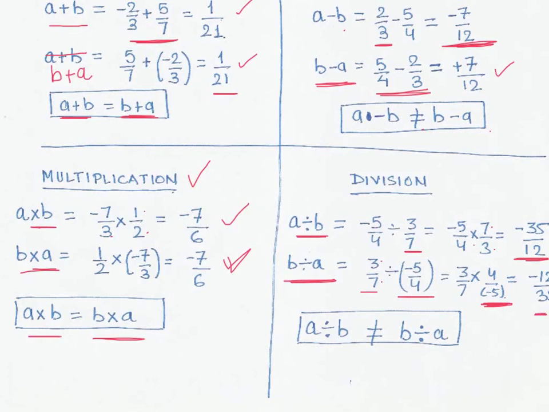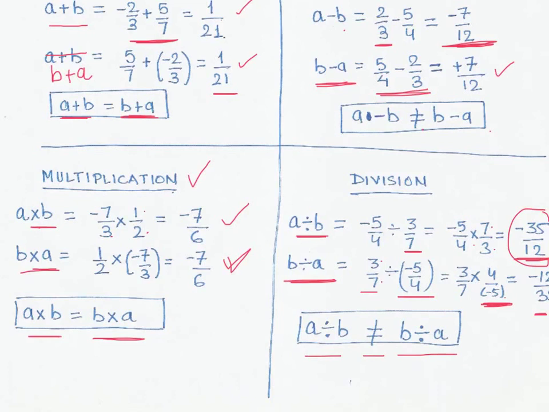Now what you can see is minus 35 by 12 is not equal to minus 12 by 35. Therefore, we can say that a divided by b is not equal to b divided by a for this case, and hence I can conclude that the rational numbers are not commutative under the operation of division.